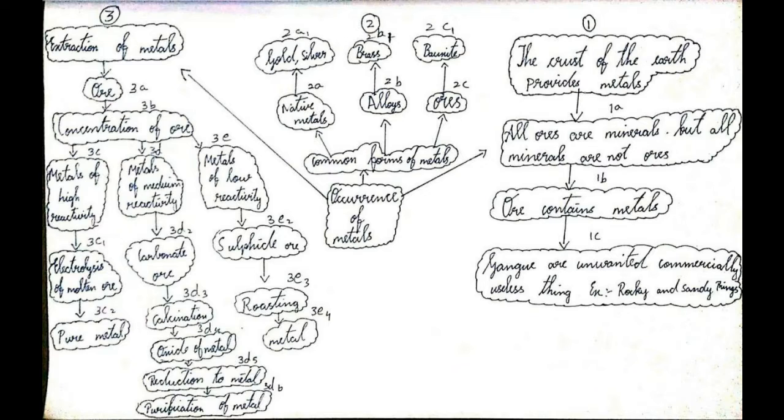Carbonate ore undergoes calcination and gives the oxide of the metal, then reduction to the metal and purification of the metal. Sulfide ore undergoes roasting and gives the metal.